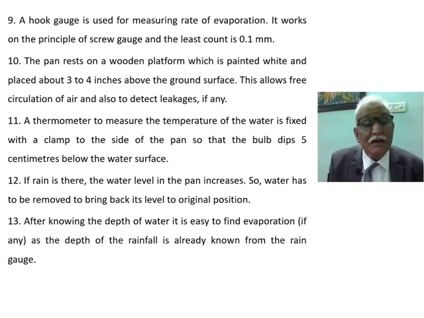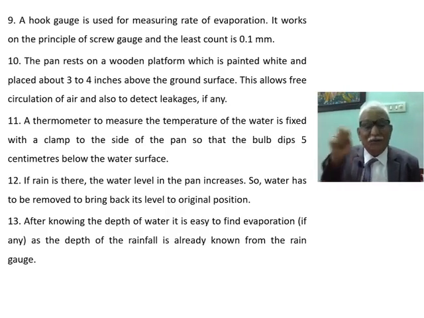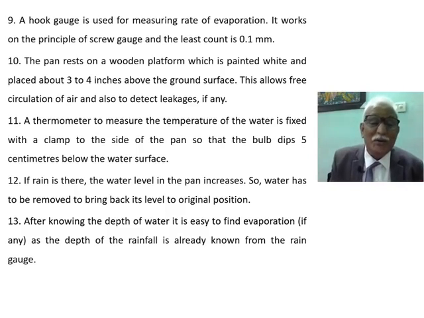If rain is there, the water level in the pan increases. Suppose you kept it today morning at 8:30 and observed at 9:30, 11:30, 12:30, 1, 2, 3. No problem, there was sun. But from 2 to 5 there is rain, because the pan is kept on the surface of the earth, in the lower troposphere. So water has to be removed to bring its level back to the original position.